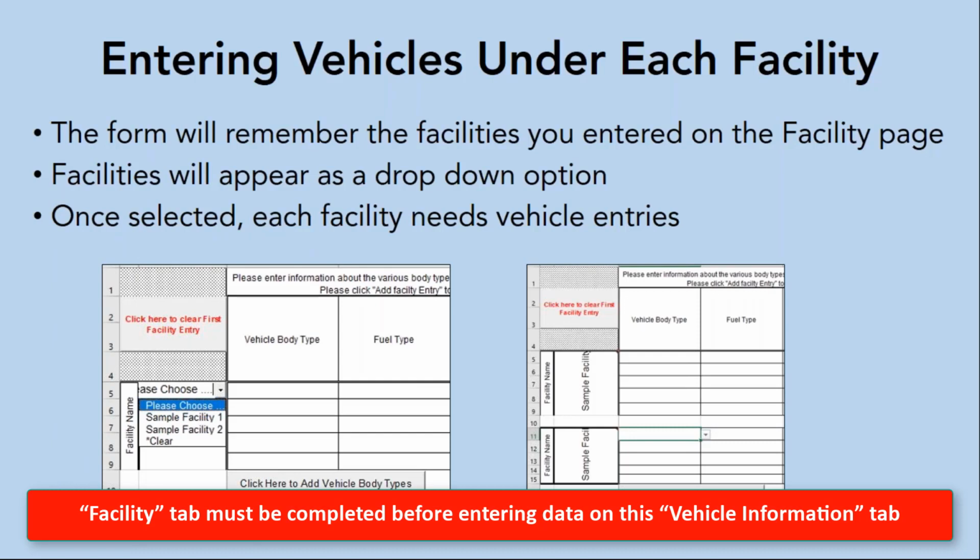When you move on to the Vehicle section, the form will remember the facilities you entered in the previous section. In the drop-down, you will be able to select which facility you are referring to. If you only have one facility, that is the facility you will select. Once you select the facility, you will need to start grouping vehicle types for each facility. This step is extremely important. If you leave the home base cells blank or don't use the drop-downs to populate the facility information on this tab, and instead type in the facility name manually, the CSV conversion and form upload functions won't work when you're trying to complete your reporting.